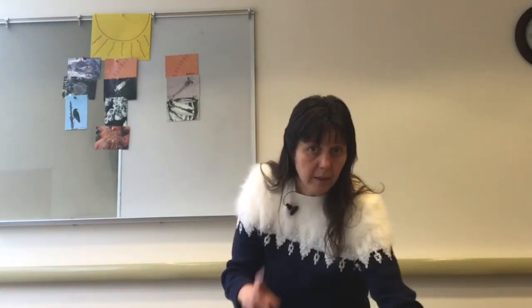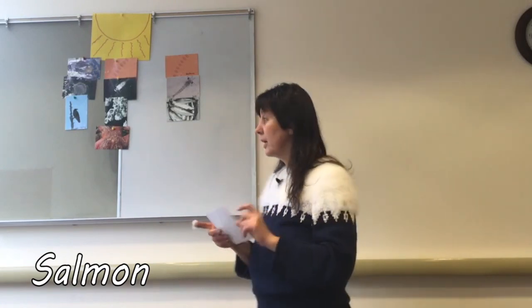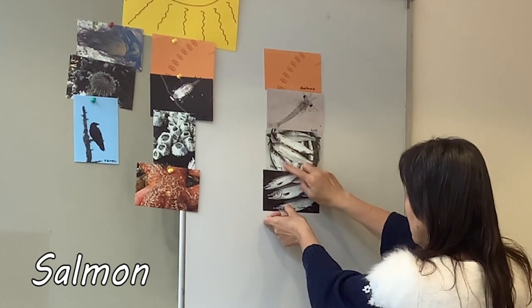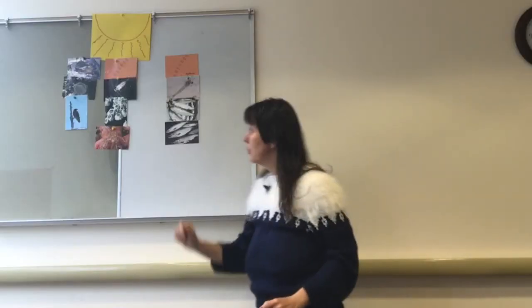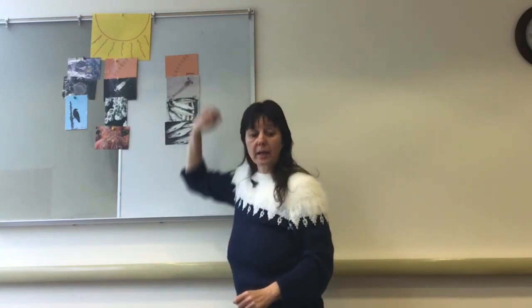One of the animals that likes to eat herring, and granted they can only eat them before they are fully grown, when they're kind of smaller, is a salmon. I have a silver salmon here. So salmon eat herring, which eat krill, which eat diatoms, which need sunlight and nutrients to grow.